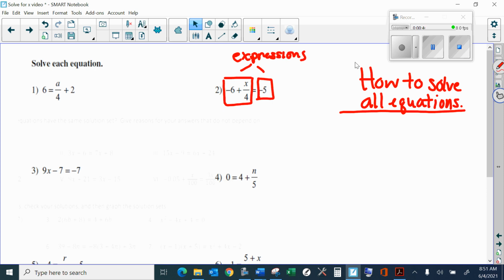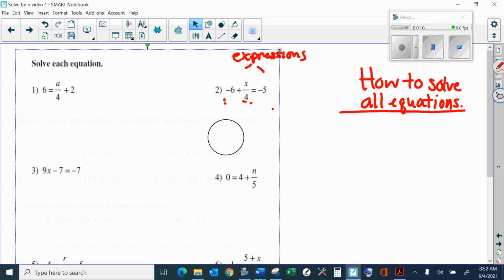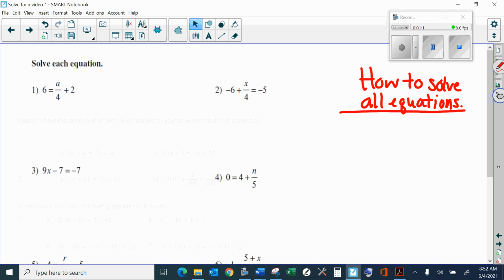And then within expressions, we have terms. Terms are separated by plus or minus signs. So here we have two terms. And here we have one term. Okay, so one term and one term. Two terms. Okay, let's review a basic vocab that you should already know from 7th grade on.